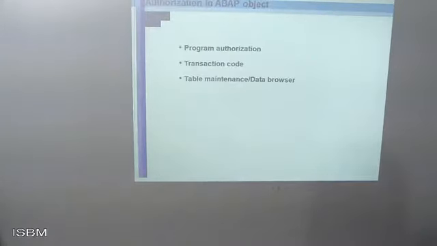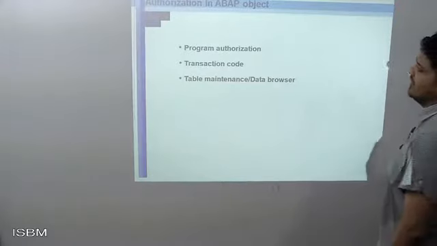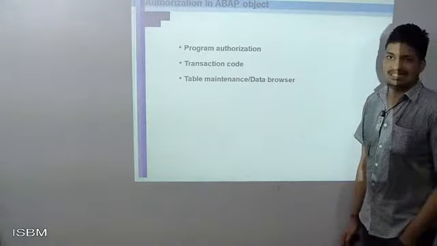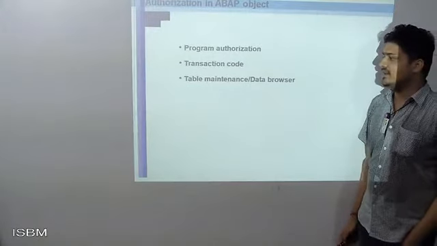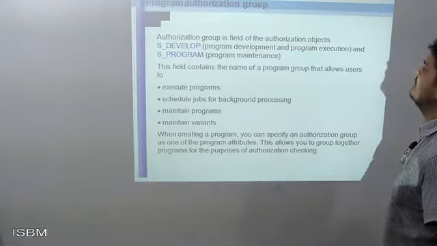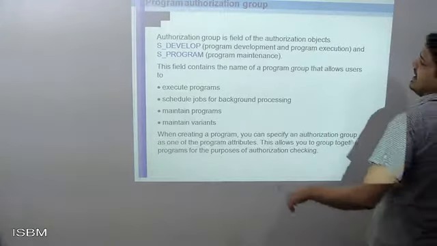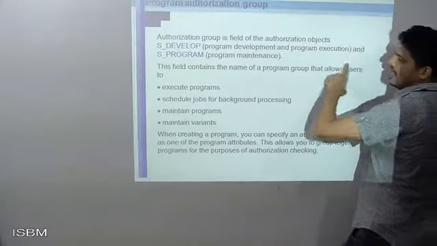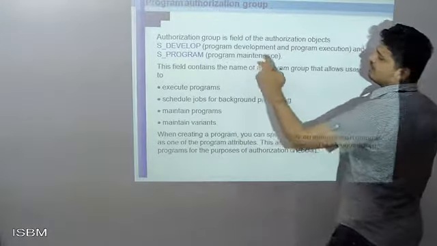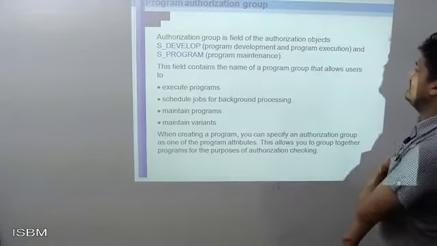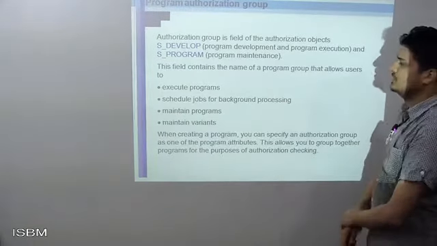Just like authorization. Authorization in ABAP programming, I have told you about program authorization: we have transaction codes, we have table maintenance and data browser. The authorization group is a field of the authorization object. We have S_DEVELOP, which is for program development and program execution, and we have S_PROGRAM, which is for program maintenance. These fields contain the name of the program group that allows the user to see.